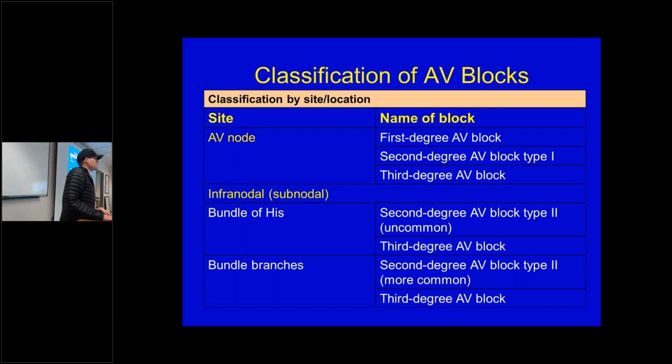So that third degree AV block in the bundle branches, that's only called that if both bundle branches are blocked. Right. One's still going and we wouldn't call it third degree. Then it's not a third degree, right? Because it's not completely blocked. The other branch is still getting signal through.